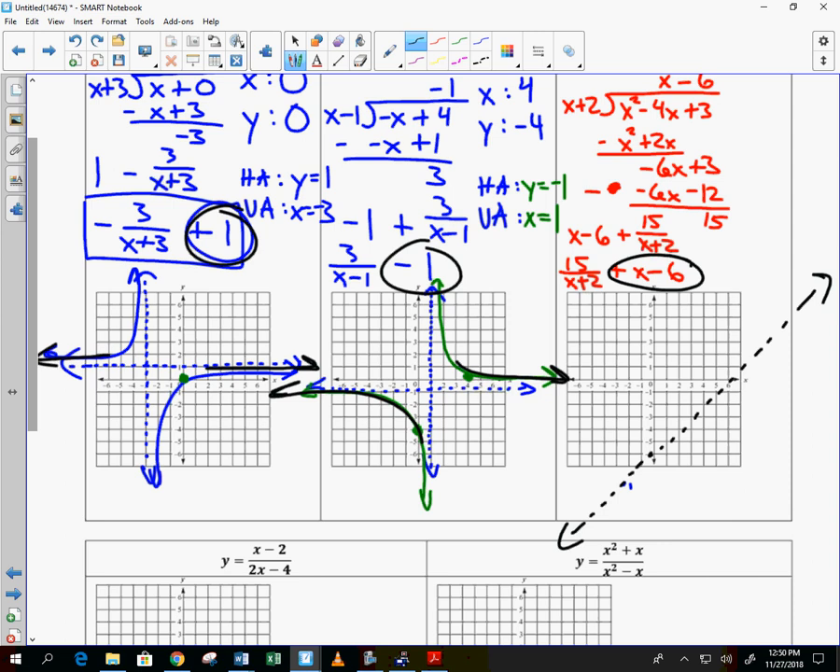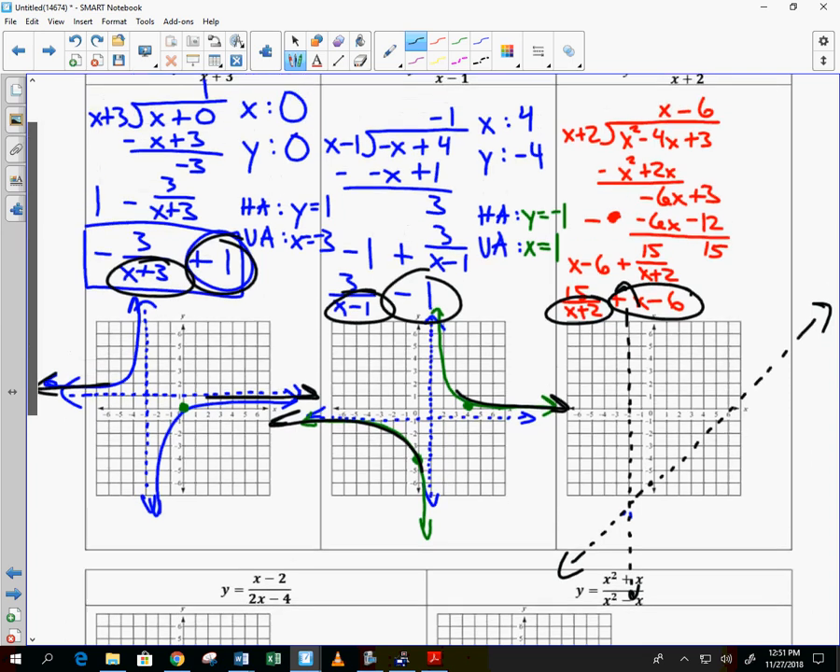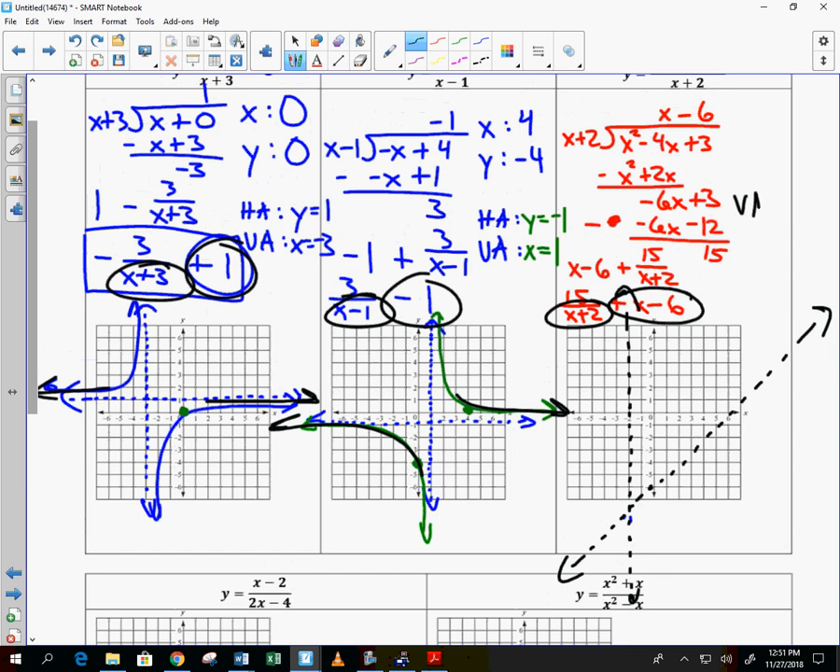Slope of 1 through negative 6. See how this first graph blows up at negative 3? So we have a vertical asymptote. This graph blows up at positive 1. We have a vertical asymptote. This graph will blow up at negative 2, vertical asymptote. So that helps give the structure of our graph. So in other words, we have a vertical asymptote of x equals negative 2. We have a horizontal asymptote. Actually, no, we don't have a horizontal asymptote. We have what we call a slant asymptote.